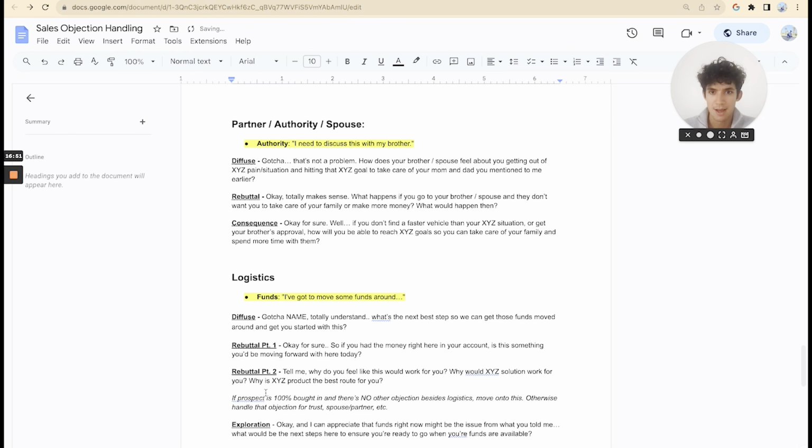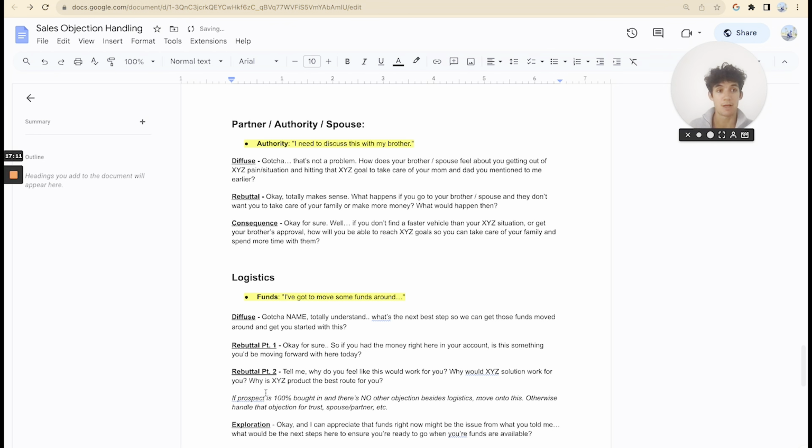Partner, spouse. Gotcha, John. That's not a problem. I mean, how does your brother or spouse feel about you getting out of XYZ pain and hitting that XYZ goal to take care of your mom and dad, like you mentioned to me earlier, right? So whatever their goals are, that's what we're plugging into the XYZ pain situation and XYZ goal, right?